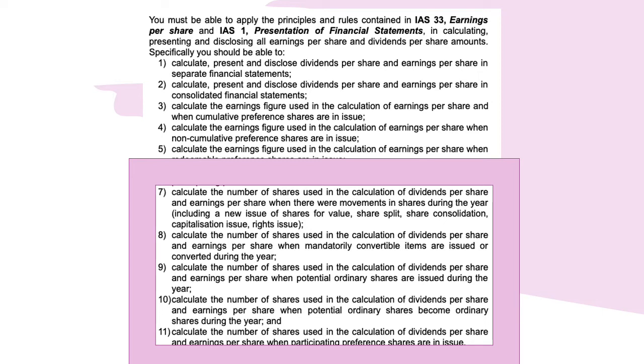In this lecture, we will be focusing on the calculation of the weighted average number of ordinary shares outstanding during the period, which, if you remember from Lecture 1, is the denominator in the calculation of basic earnings per ordinary share. So essentially in this lecture, we will be focusing on learning outcomes 7 to 11.